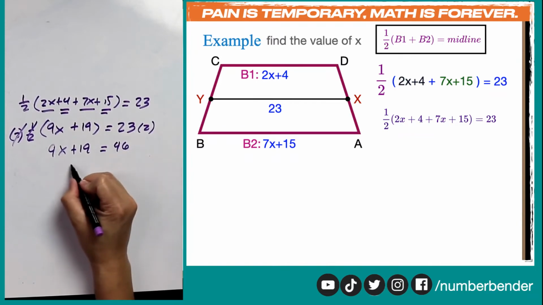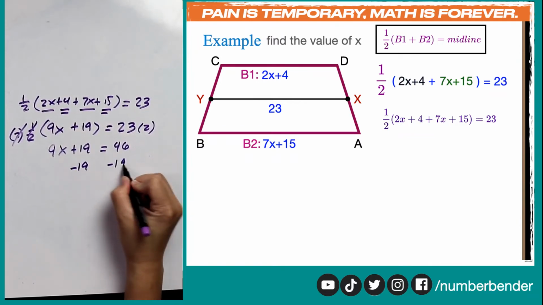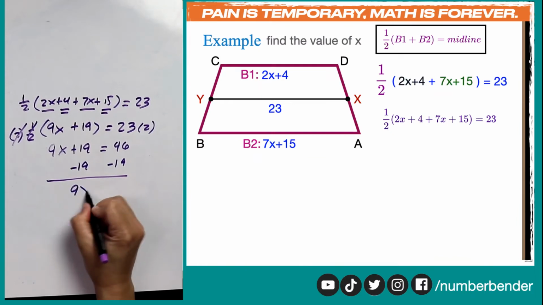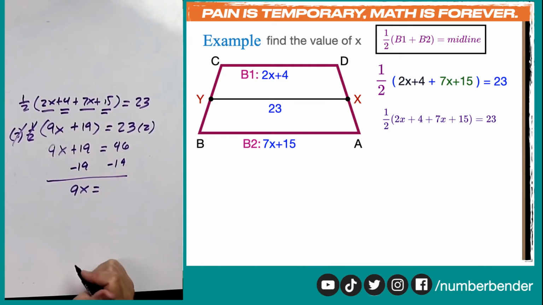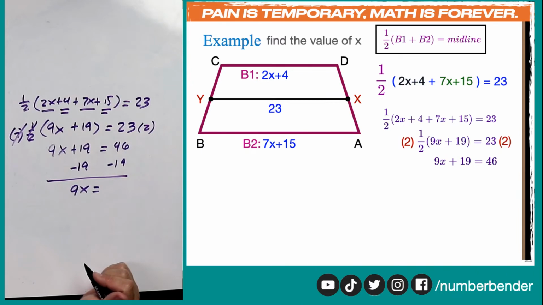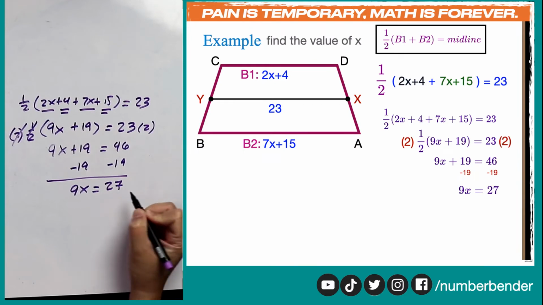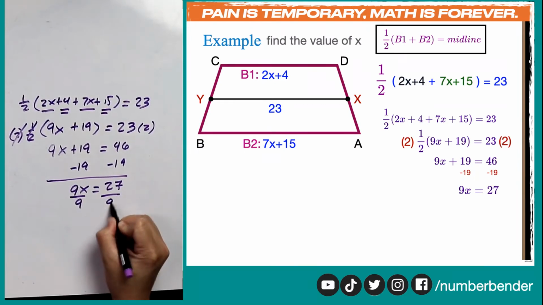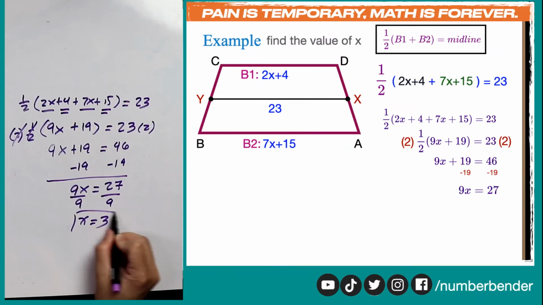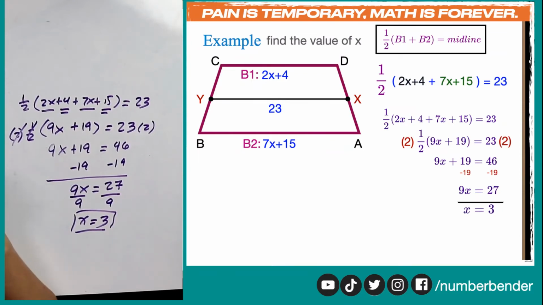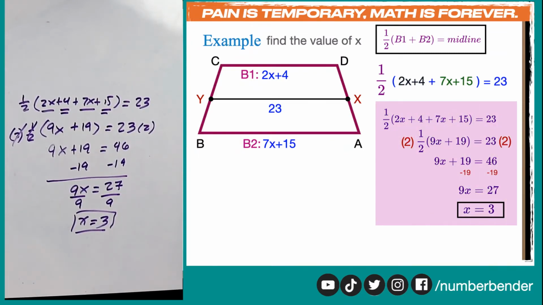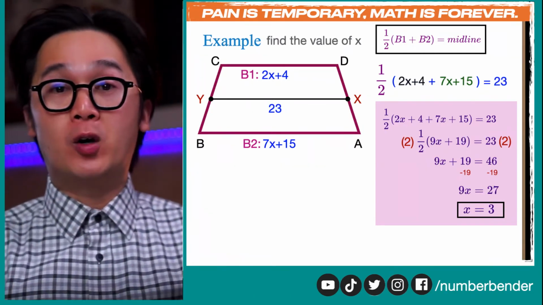And from here, all we need to do is to subtract both sides by 19, so that we can find the value of 9x equal to 46 minus 19, so that we'll be able to find the value of x that we are looking for. So 9x equals 27, and we know that if we divide both sides by 9, x is now equal to 3. So this is now the value of x that we are looking for based on the formula that we have formulated from our previous slide.